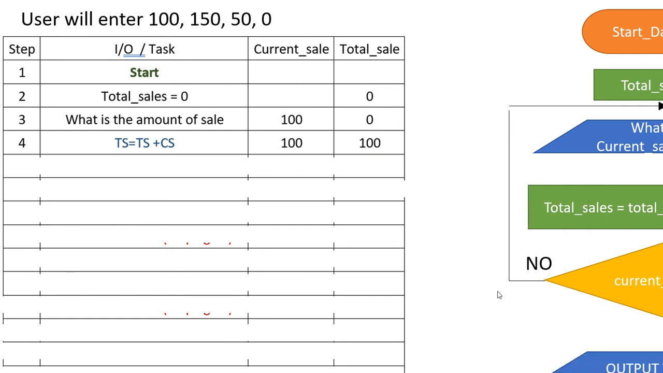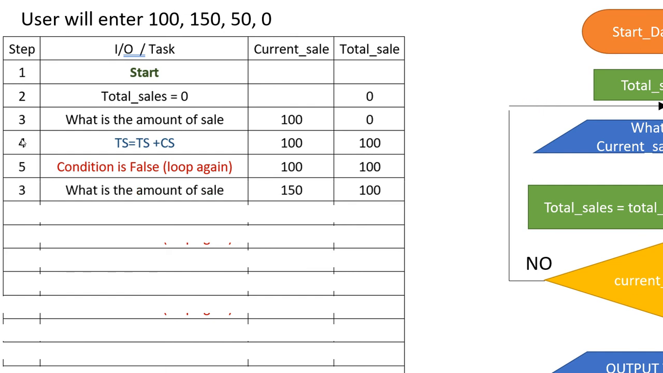Then, next step, I'll go to the condition. Is the current sale value equal to 0? No. So I will go back to step number 3. After step number 5, because the condition was false, it went back to step number 3.